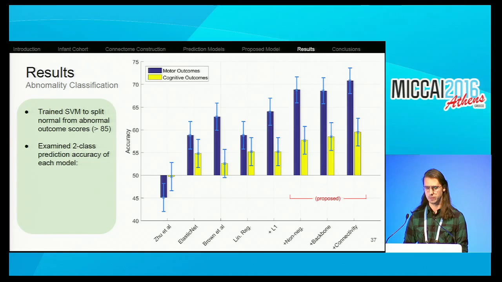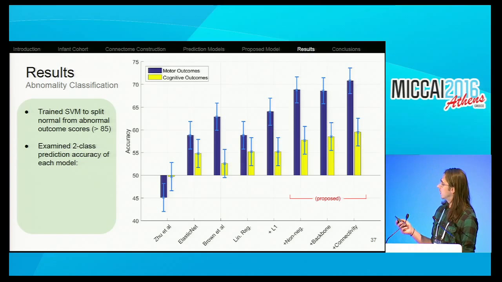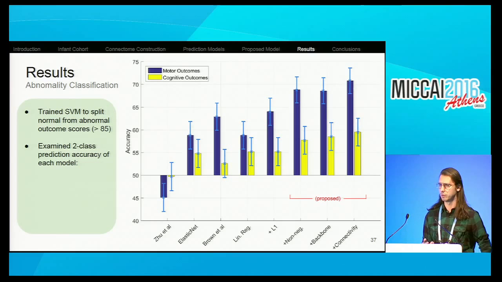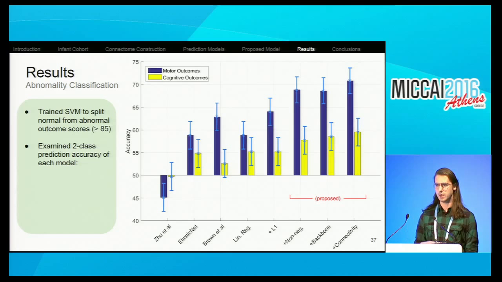You should note that the scores here, 70% accuracy, while it's the highest, it may not seem very high, but you have to recall that we're basically predicting the future. We're predicting from a scan taken at birth, 18 months into the future, at a time when the brain is both developing rapidly and there's a host of genetic and environmental factors that we can't account for.